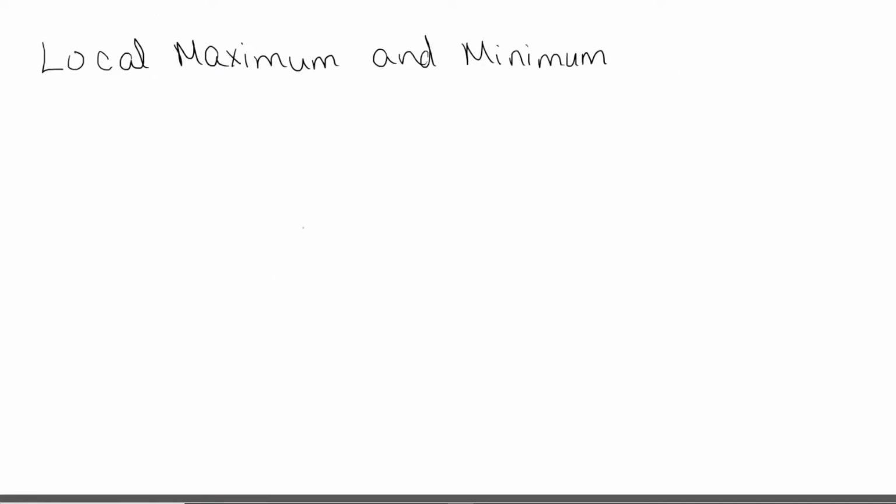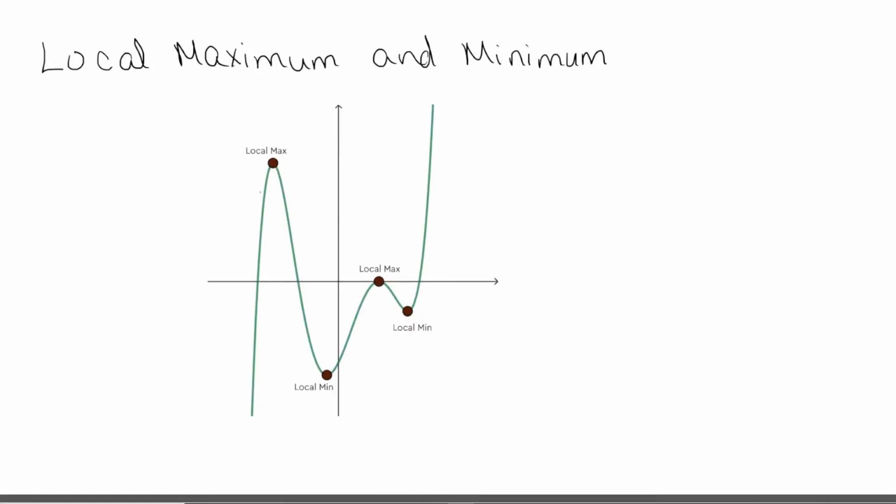Next, I want to define a local maximum and a local minimum. Here is a graph example. A local maximum is basically, in some small neighborhood around that point, the tallest point. For this one, I can draw a little neighborhood around this point, and it will be the maximum y value in that area. You'll notice this second one is not the maximum of the graph, neither is the first one. But locally, right around that point, it is the maximum.